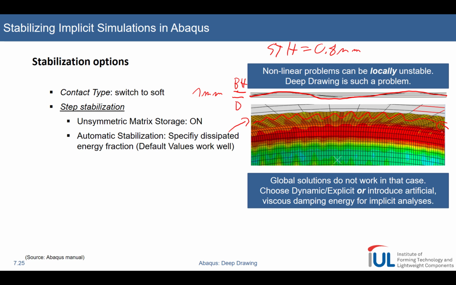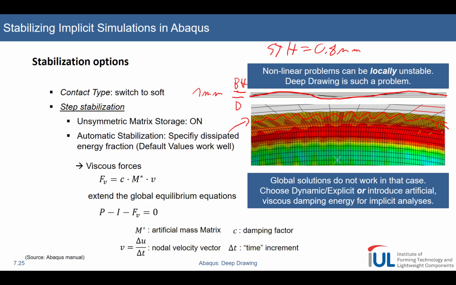So the way to do it in implicit problems is to introduce artificial viscous damping energy for these types of analysis. And this is actually what you can also specify in your step module. What are these artificial viscous damping energies? They're actually viscous forces which rely on a certain artificial mass matrix. You don't have to specify a density so that Abaqus can actually run this calculation. So it will do an approximation of the mass of your nodes and the nodal velocity vector. We talked about this before.